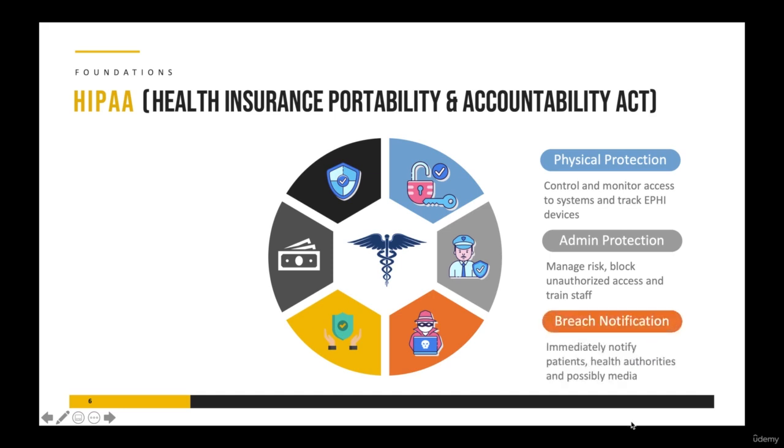Companies must immediately notify patients, health authorities, and possibly media about breaches. It should be noted that breaches need to pass a certain threshold. So if the breach passes 500 or more records, then the company is obligated to make these announcements. If the breach is very small, then they do not need to actually notify media, for example.